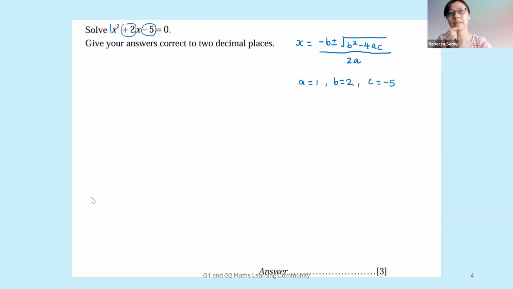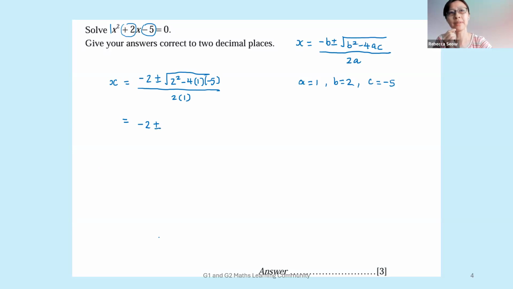With that, I think we are good to work out the value of x. So let's substitute the values in. So x equals to -b plus minus square root of b squared minus 4ac out of 2a.